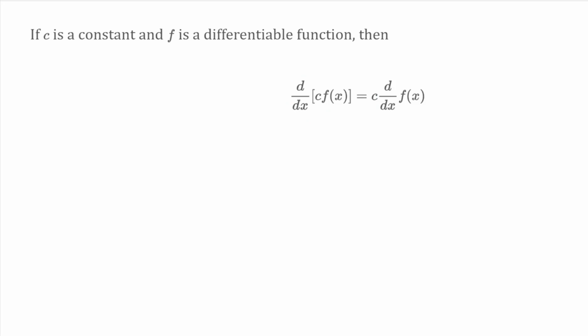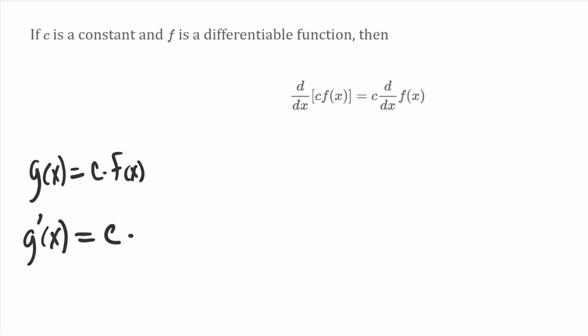Let's say g of x is equal to some constant times f of x. That's kind of how they write it. And they're saying, well, if you wanted to find g prime, you could just leave that c there and take the derivative.